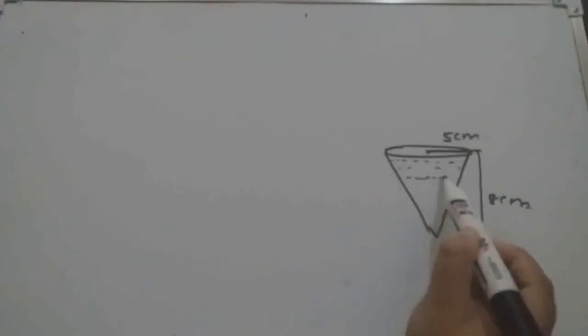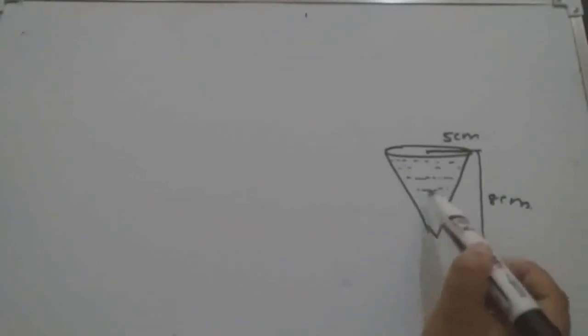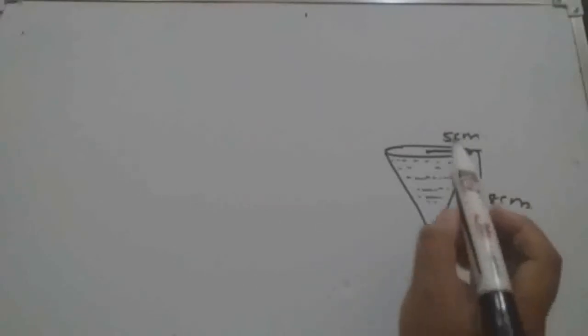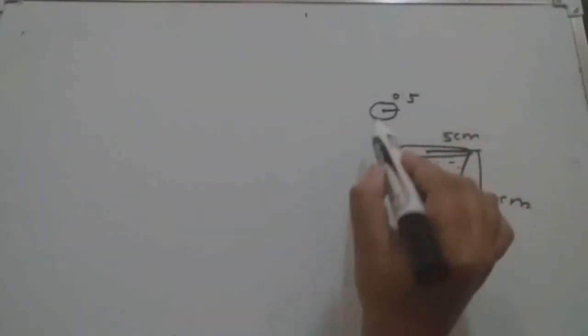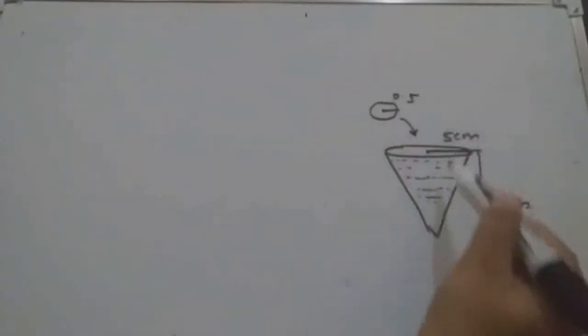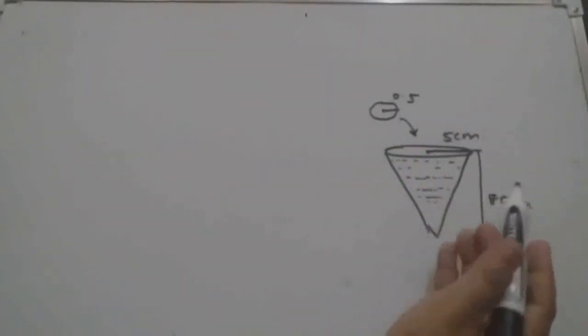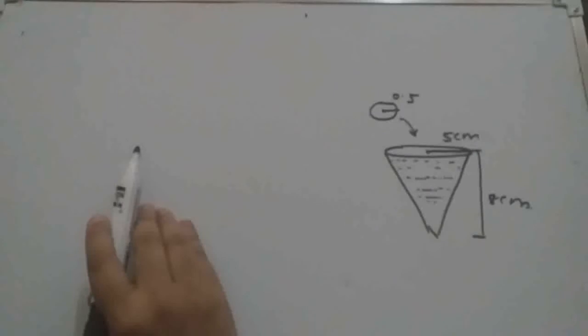Now, when lead shots, each of which is a sphere of radius 0.5 centimeter, are dropped into the vessel, 1/4 of the water flows out. So find the number of lead shots dropped in the vessel.